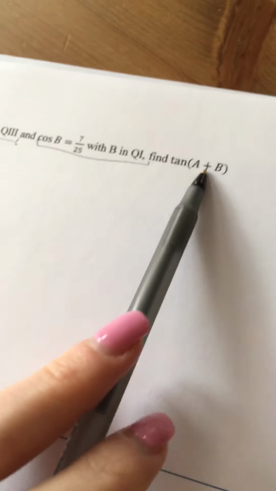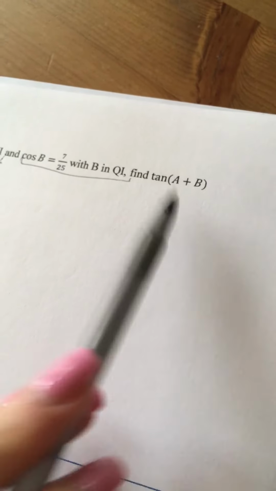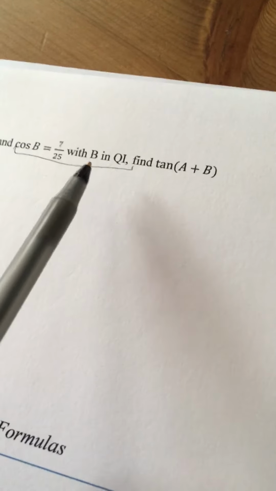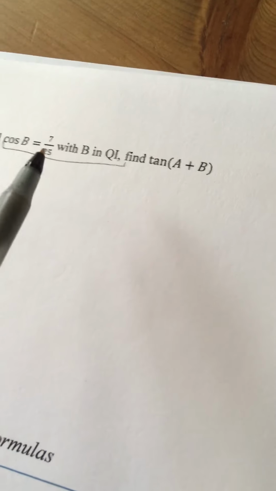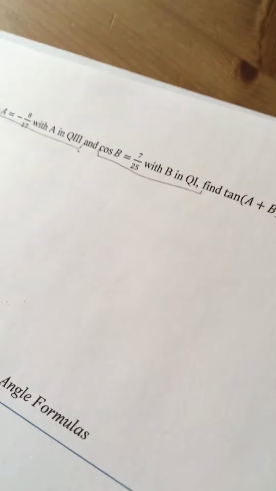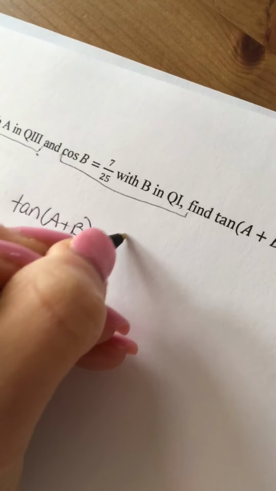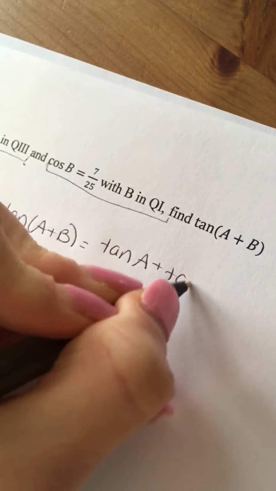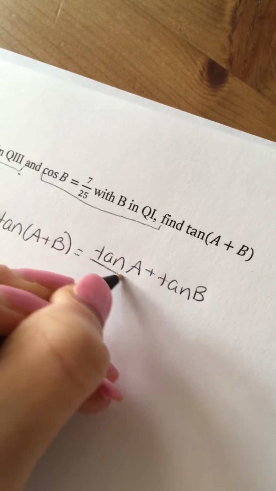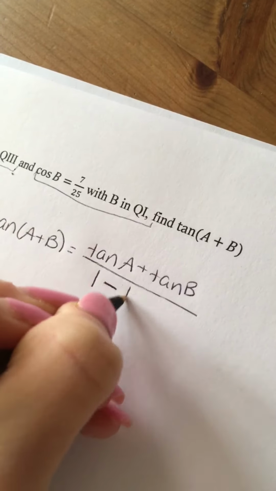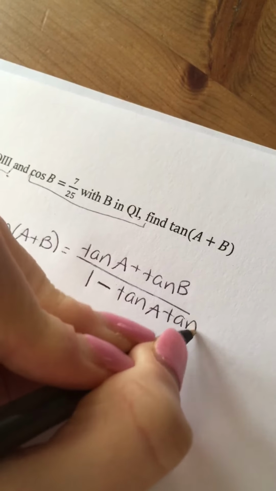Now, as opposed to the last one where we had to find sine and cosine, we just have to find tangent here. So let's not do more work than we have to. If you would like to find sine of A plus B, cosine of A plus B, and then divide them, you are more than welcome to. You should get the same answer. However, we do have a tangent formula, and it looks something like this. Tangent of A plus B is equal to tangent of A plus tangent of B, same signs up top, over 1 minus, opposite sign, tangent of A times tangent of B.